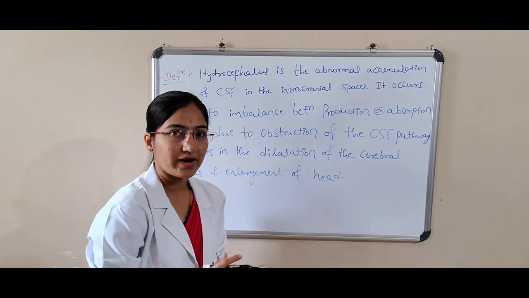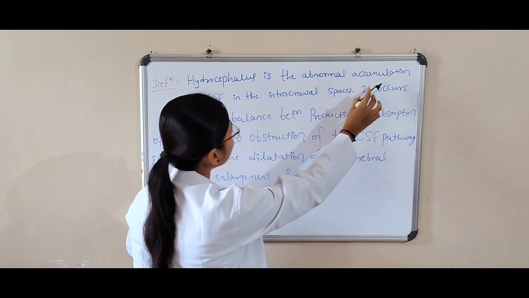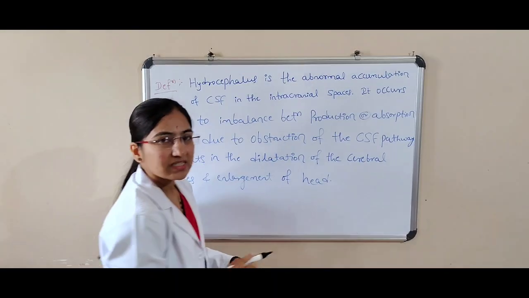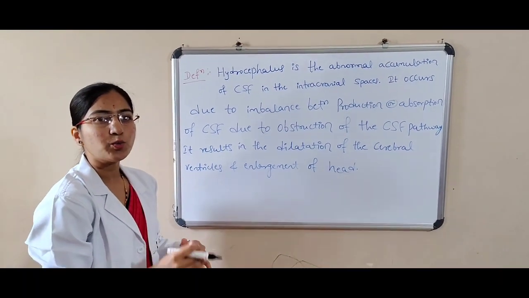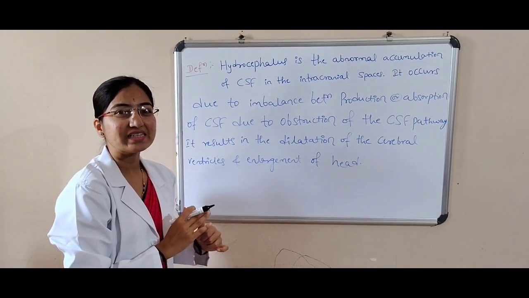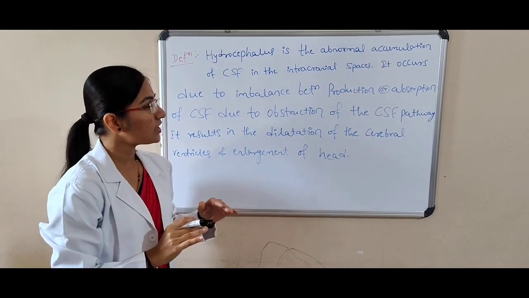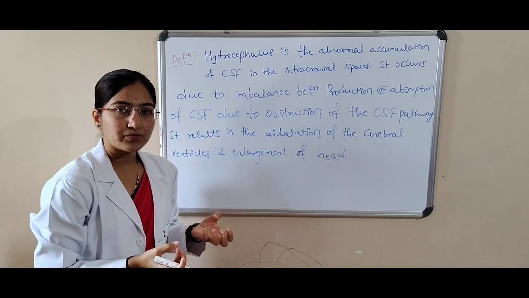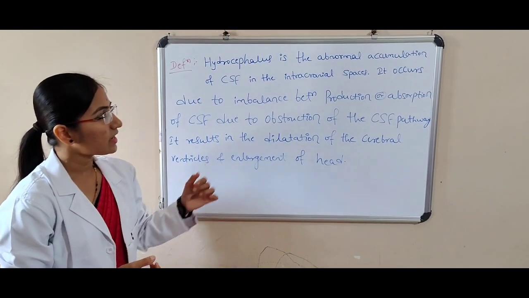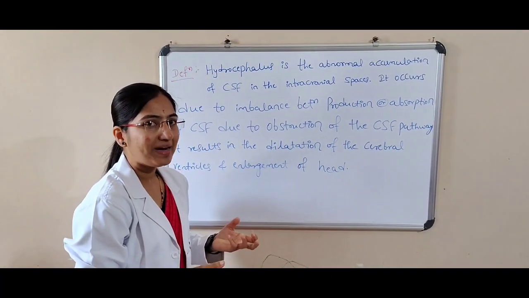Next we will see the definition of hydrocephalus. Hydrocephalus is the abnormal accumulation of CSF in the intracranial spaces, inside the ventricles. It occurs due to imbalance between production and absorption of CSF. There will be more production and lesser absorption.